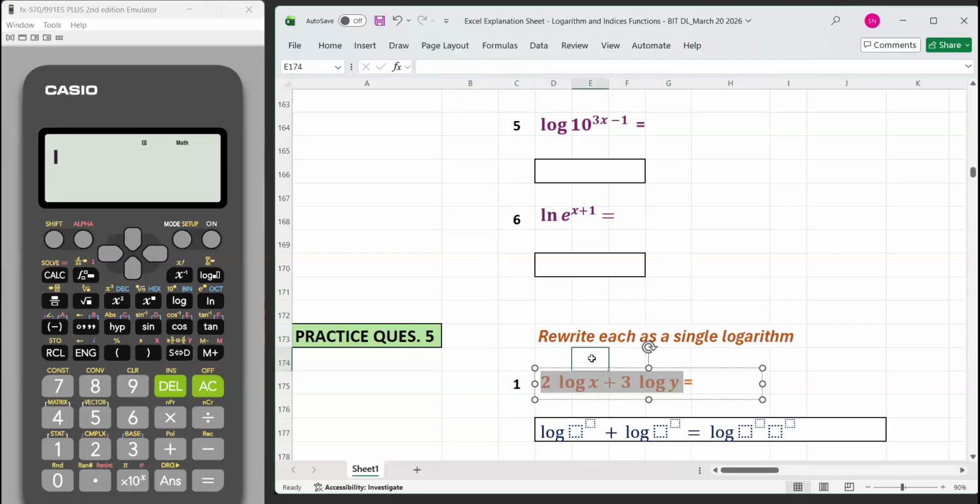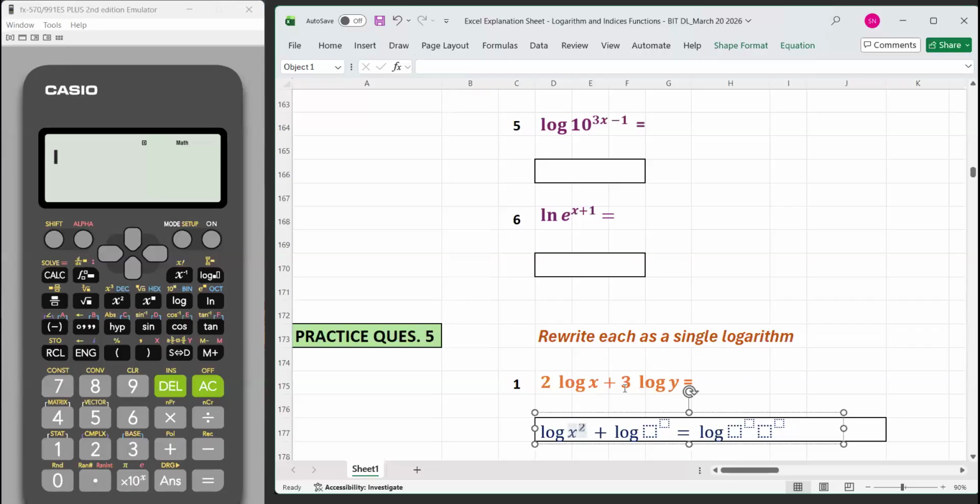Okay, so let's look at it. 2 log x plus 3 log y. Now, what can I do to this one? 2 log x, using the power rule. Remember the power rule? 2 log x becomes what? Log x raised to the power 2. So log x raised to the power 2. Then what about 3 log y using the power rule? Log y raised to the power 3.